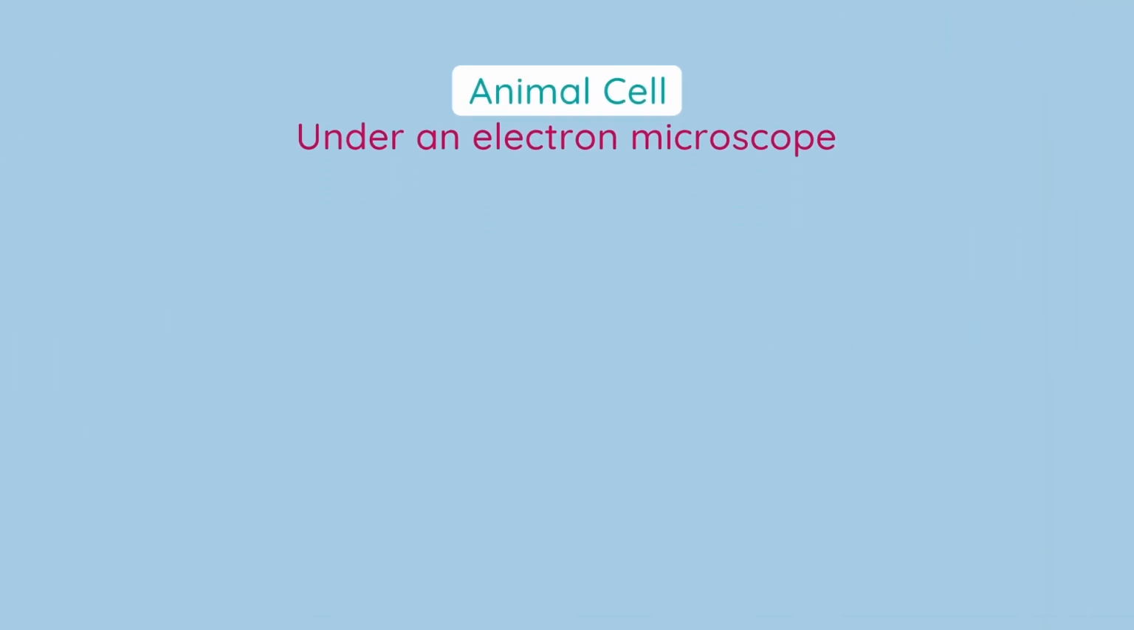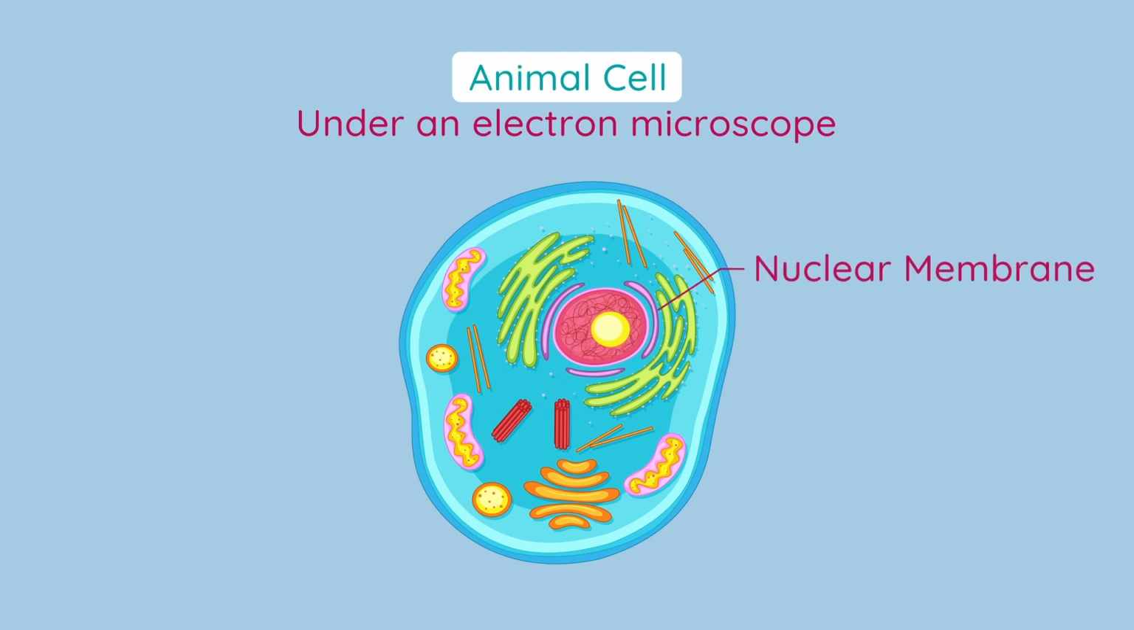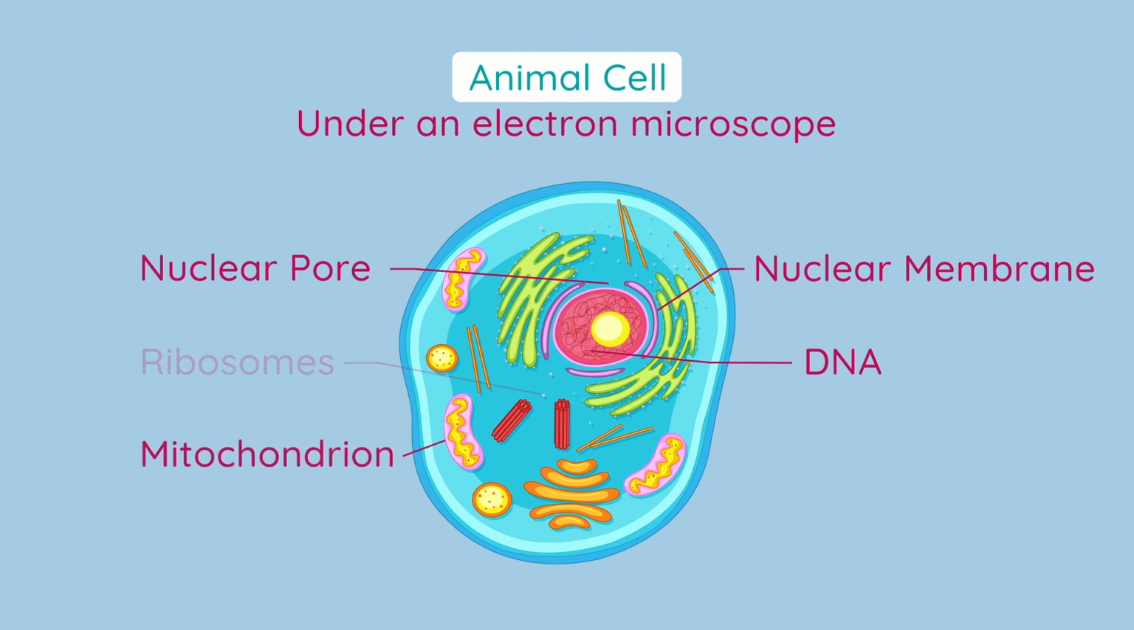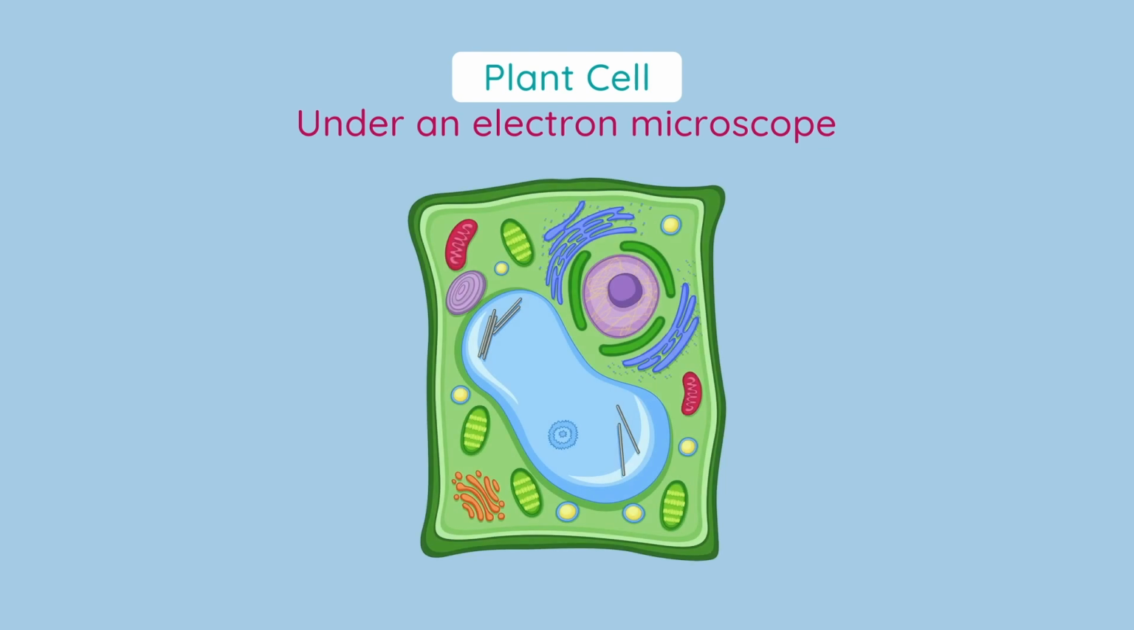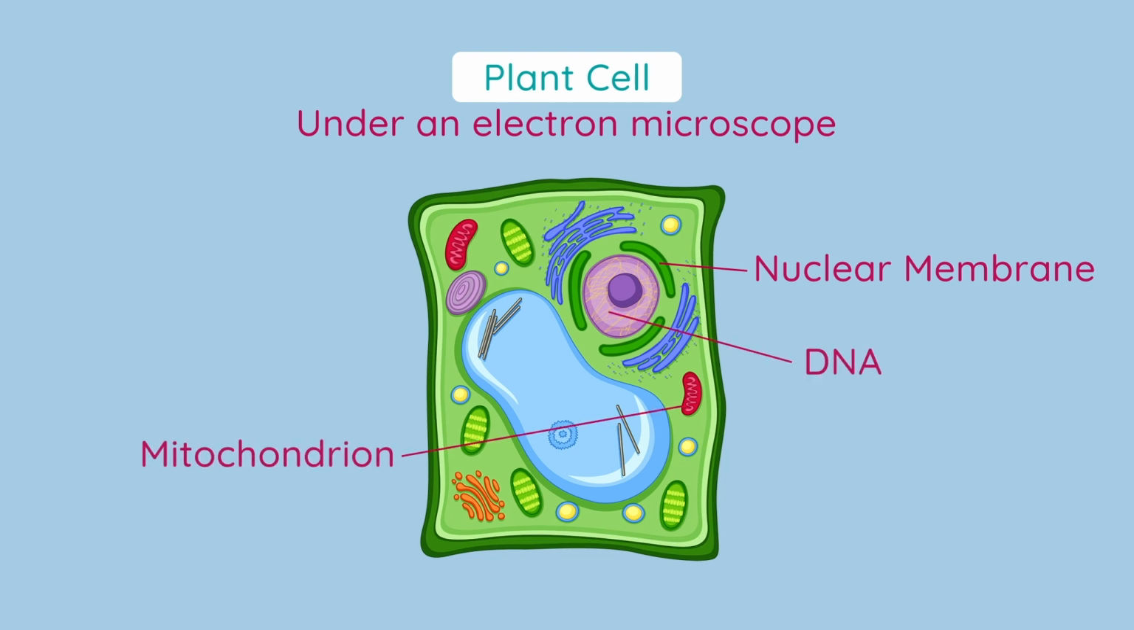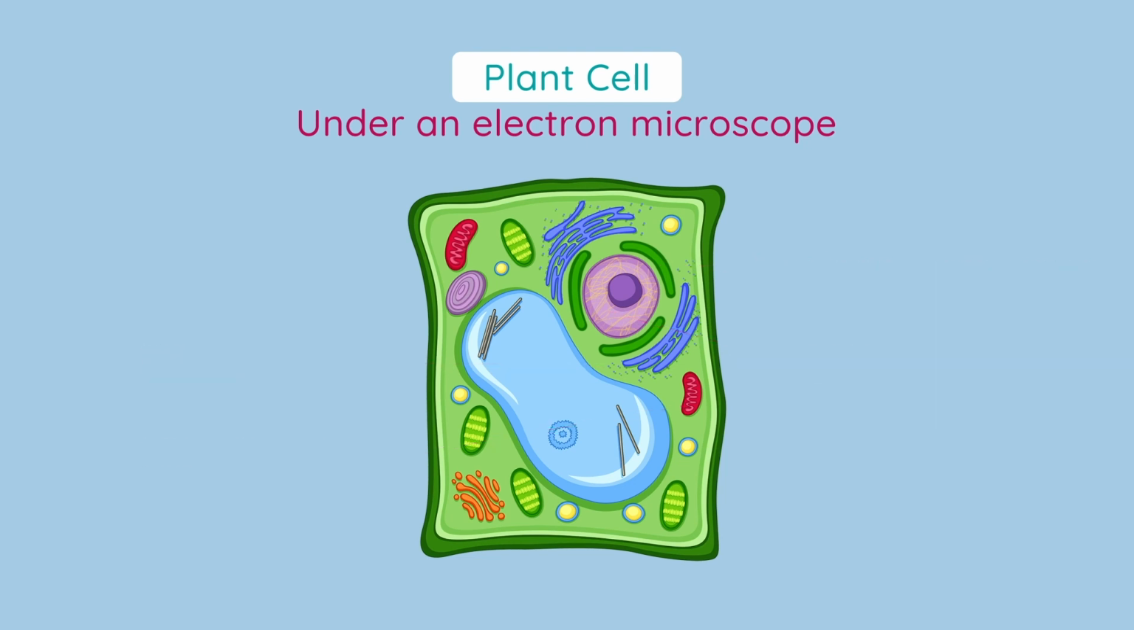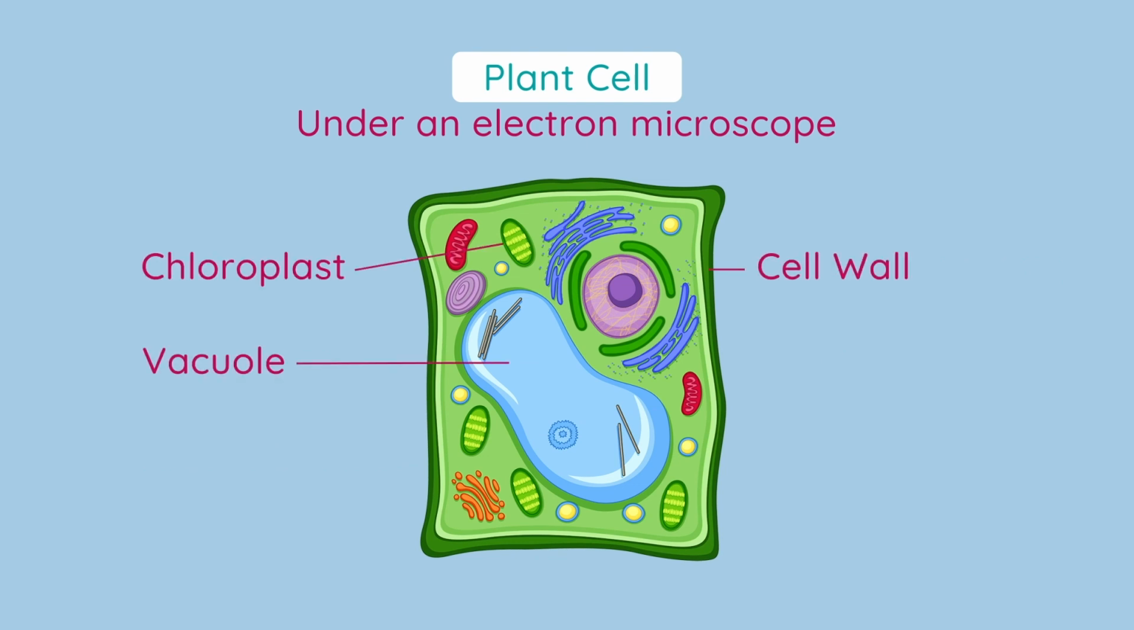We can see the extra labels of nuclear membrane around the nucleus with the pores visible and the DNA inside. The mitochondrion and the ribosomes can also be seen. Here is an image of a typical plant cell as seen under the electron microscope. Again, we can see the nuclear membrane around the nucleus, the DNA inside, the mitochondria and the ribosomes. However, we can also see the cell wall, the large vacuole and the chloroplast.